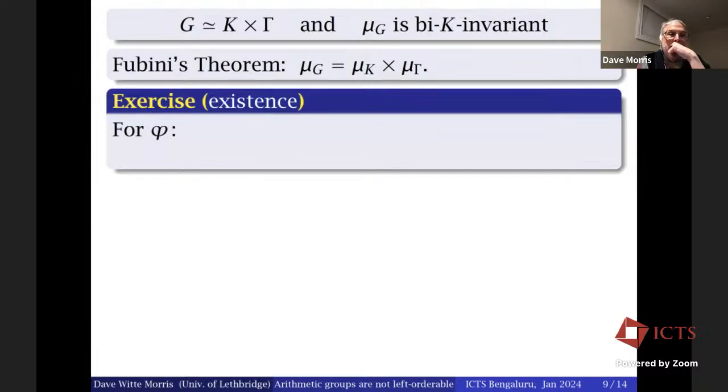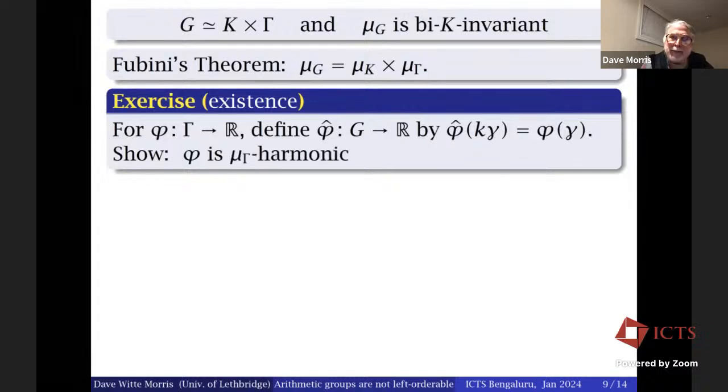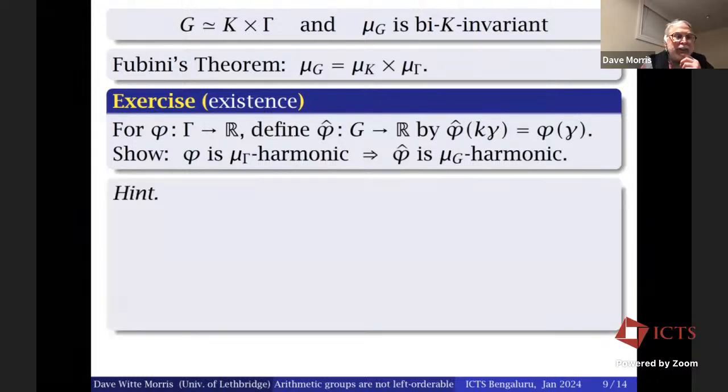If we have a function on gamma, it's easy to extend this to a function on G, just by defining, let's make it K invariant on the left. Any element of G is a K and a gamma, let's just ignore the element of K. Just define it to be whatever phi does to gamma. The exercise is to show that if phi is harmonic, so if we have a harmonic function on gamma, then the extension will be harmonic on G. I'm leaving this as an exercise, but let me sketch the proof here, and you can think about the details.